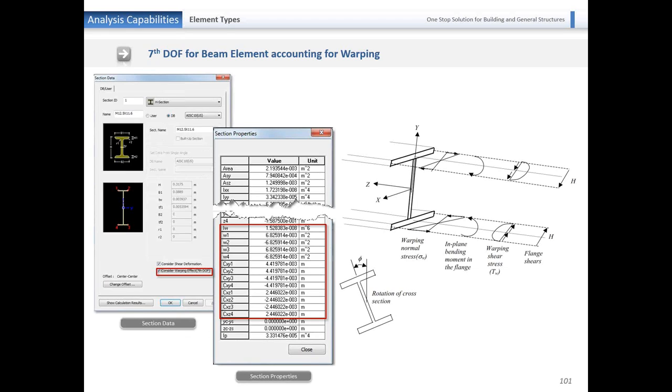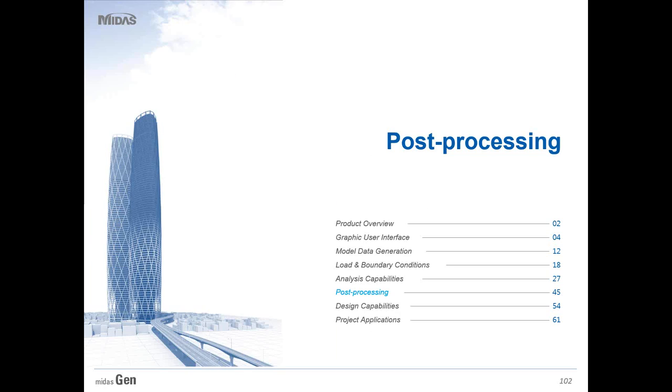We also have the 7th degree of freedom for beam elements, which we added, that is the warping, so the software can also consider warping effect in our beam elements. And we move on to post-processing.